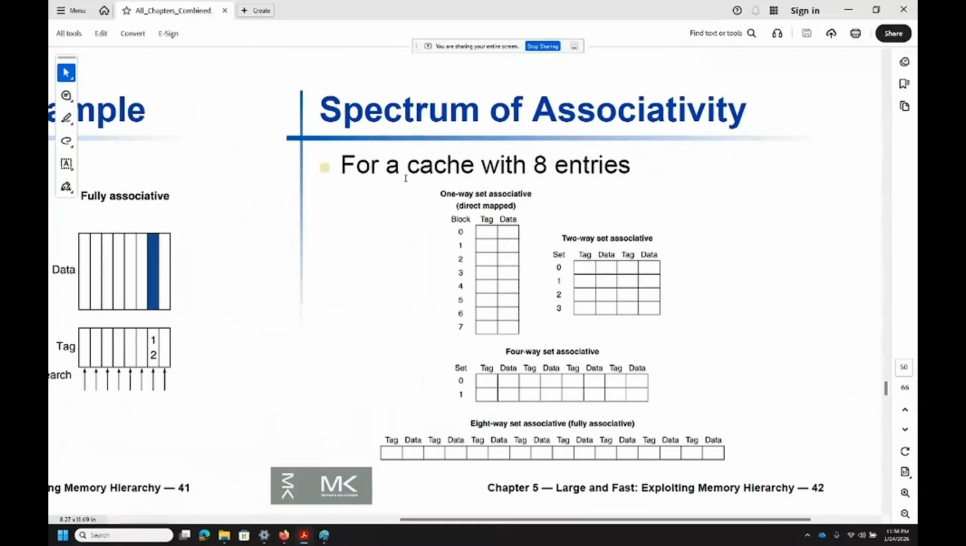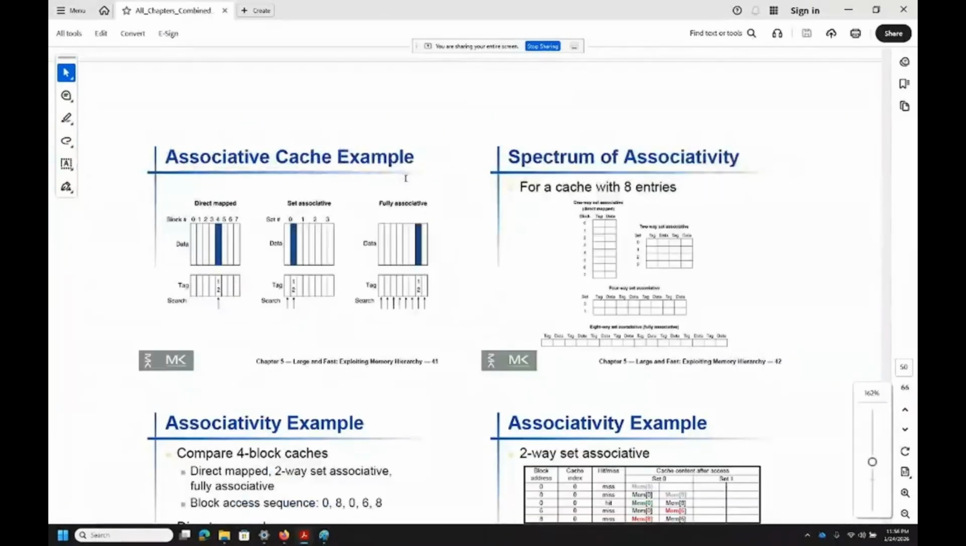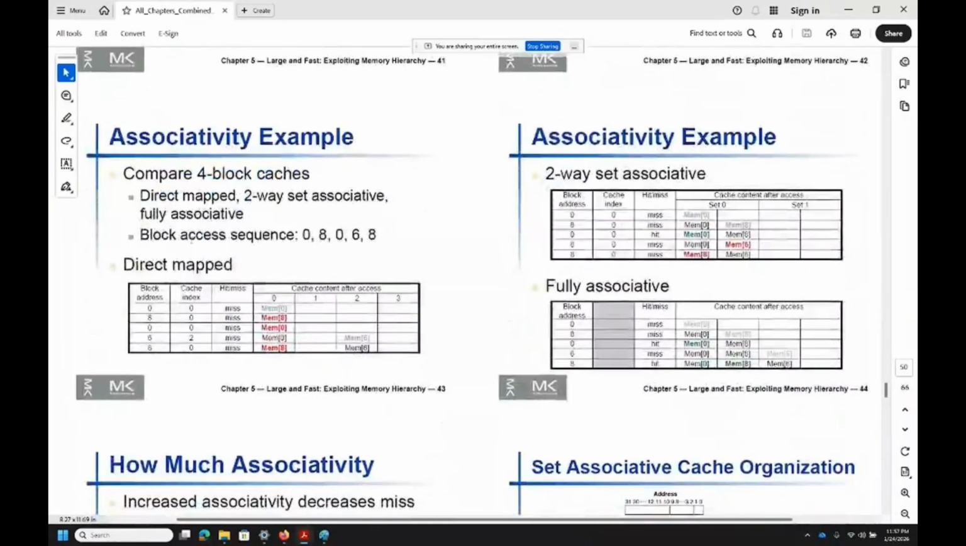So associativity impacts the hit rate, the miss penalty, how much data can be stored, and how it works. Now let's take an example with four blocks, comparing direct mapped and two-way set associative. The block sequence is 0, 8, 0, 6, 8. So 0 is there in memory, and we put it at block address 0.